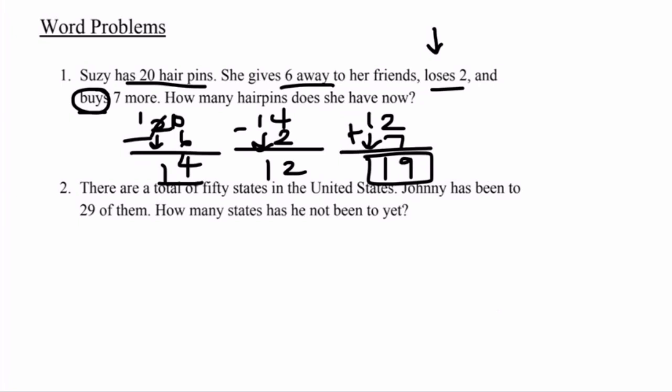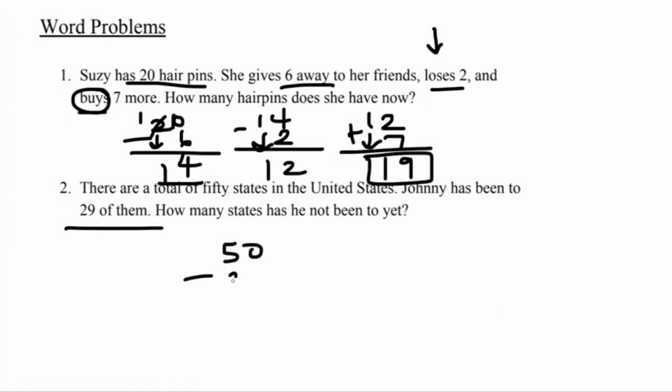Number 2, there are a total of 50 states in the United States. Johnny has been to 29 of them. How many states has he not been to yet? In order to determine how many states he has not been to, we need to subtract 29 from 50 to find the remaining number of states.